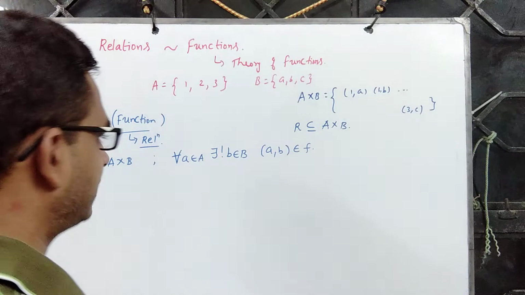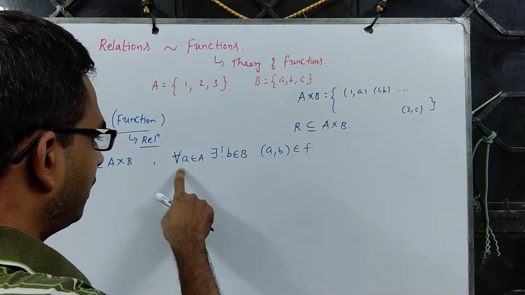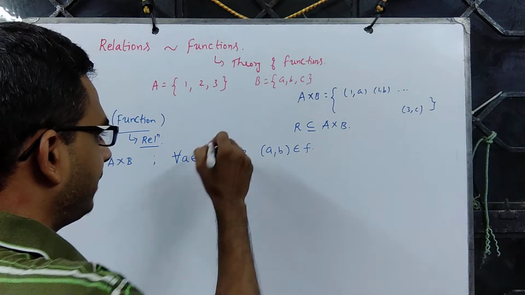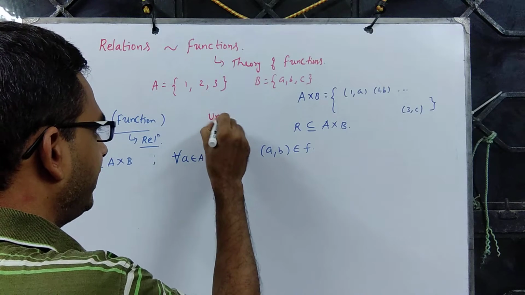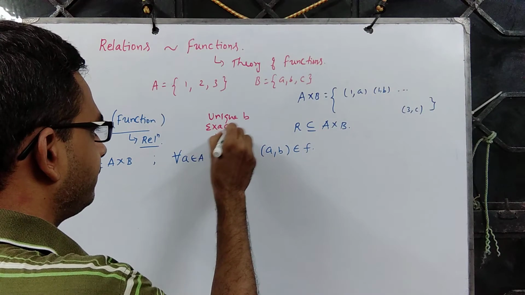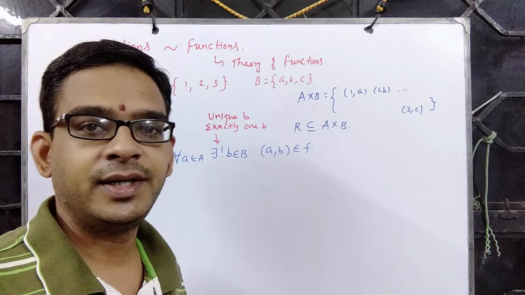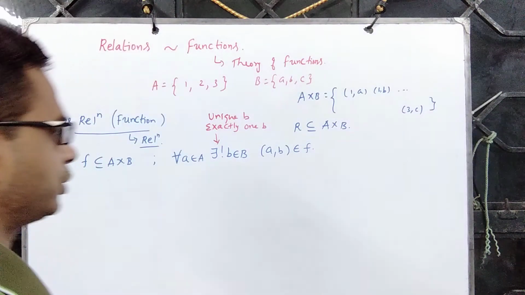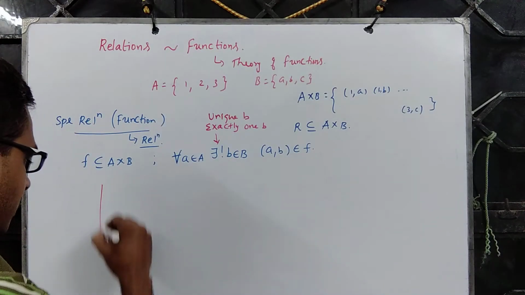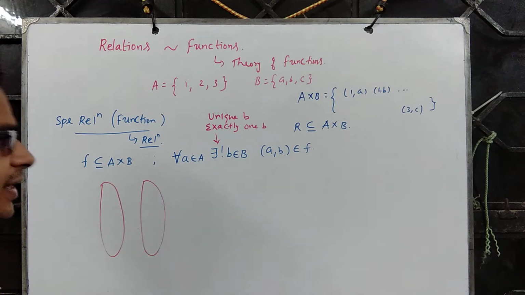So what it says is, we say f is a function if for all a in capital A, there exists exactly one b. This notation says unique b, or exactly one b, in capital B such that a comma b belongs to f. Let's look at a couple of examples. The easiest way to visualize a function is through the underlying graph model.